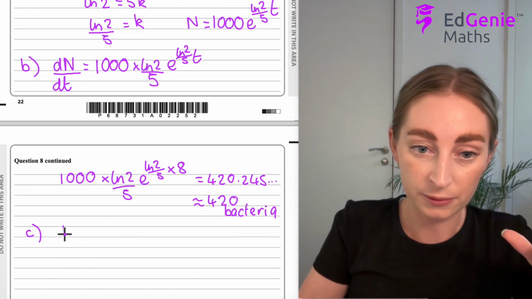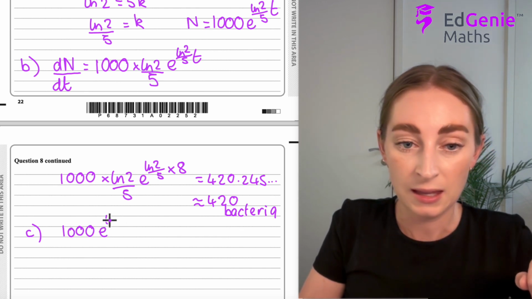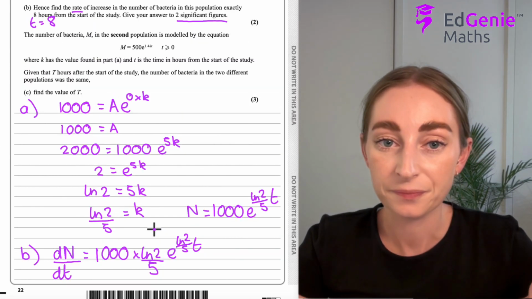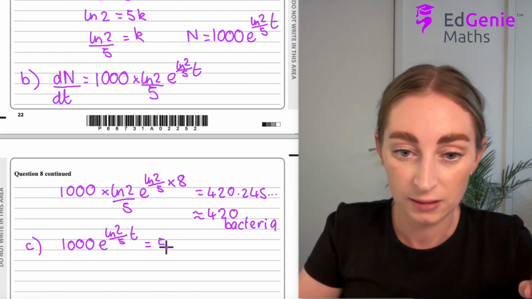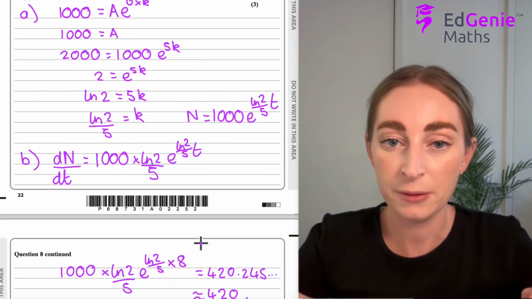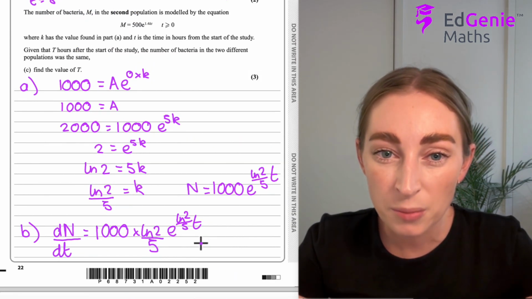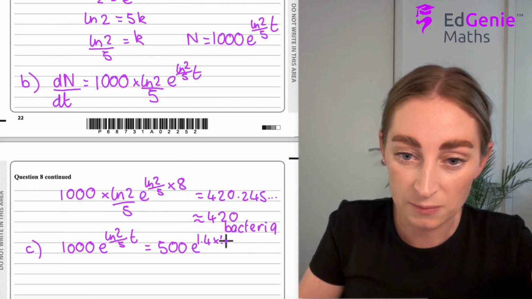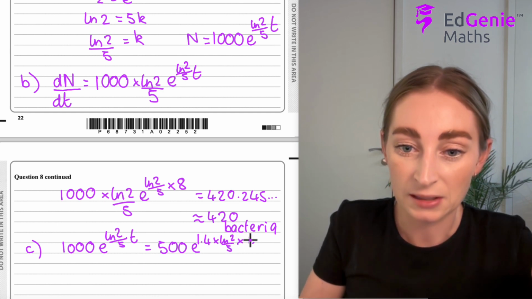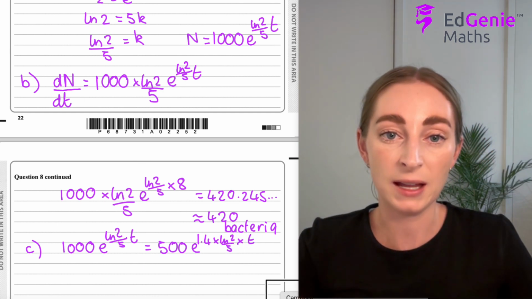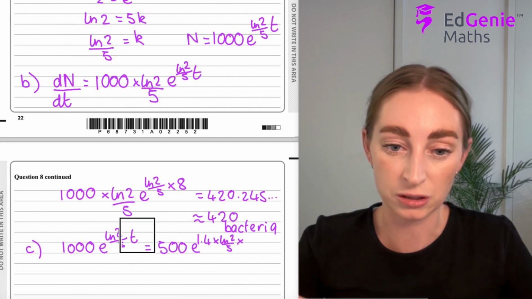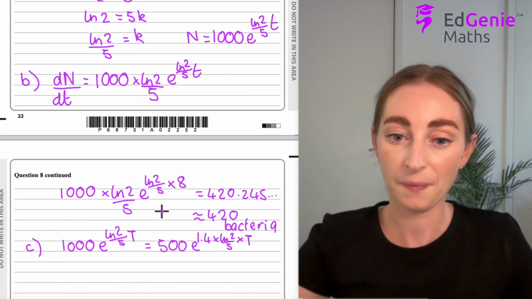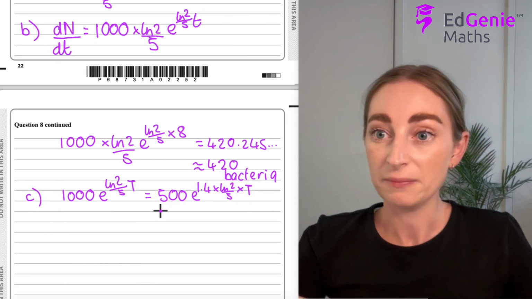So, here, right. So we've got 1,000 e to the power of ln 2 over 5 multiplied by t equals 500 e to the power of, what was it? 1.4 times k times t. Okay, 1.4 times k times t. Find t, but actually I should have used a capital for t, really, shouldn't I? Because they're saying at time capital T. So let's just change those. Right, let's give it a go.